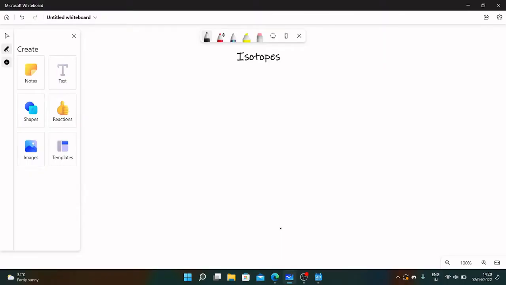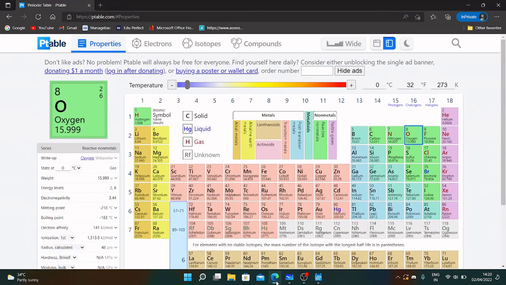Looking at a simple concept called isotopes. To understand this, let's take a look at the standard periodic table. We know that in a periodic table, every element has two numbers, the atomic number and the atomic mass. The number on top is the atomic number and the number on bottom is the atomic mass.